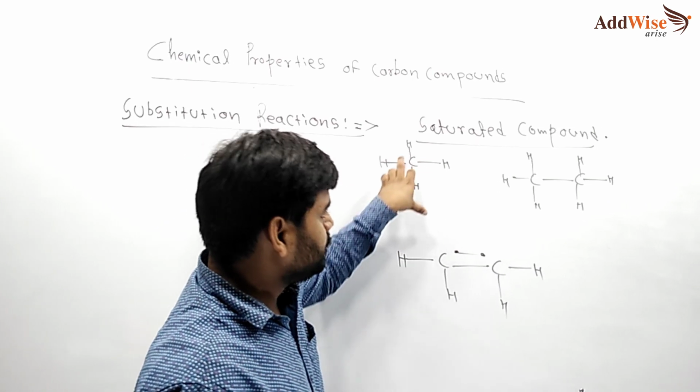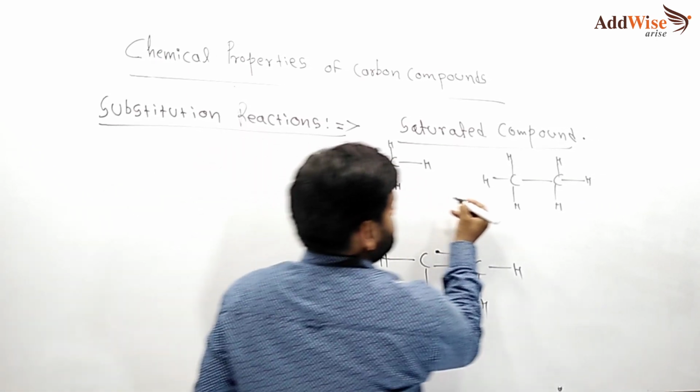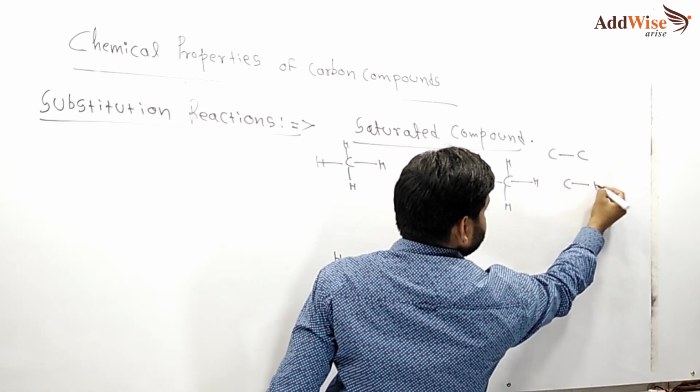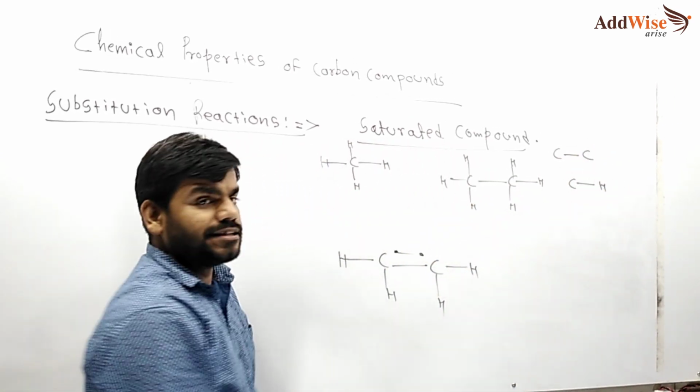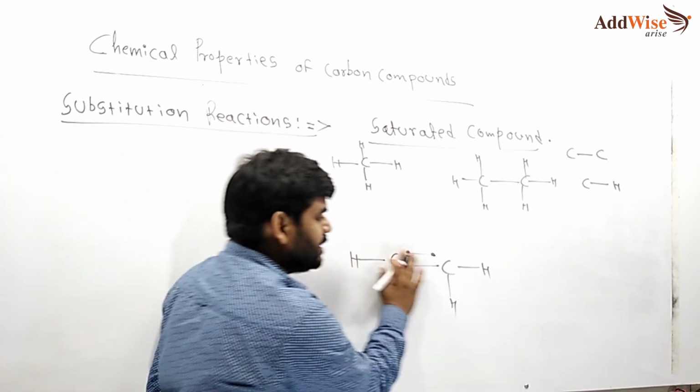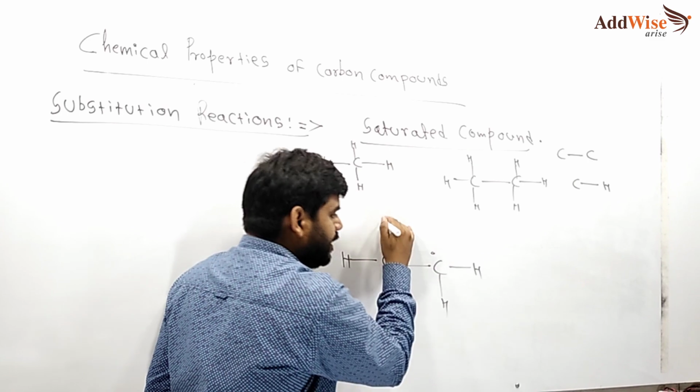Because we have carbon-carbon single bonds and carbon-hydrogen single bonds, these are stronger bonds as compared to a double bond. In case of a double bond, there are free electrons, so these free electrons can be used up in bonding.